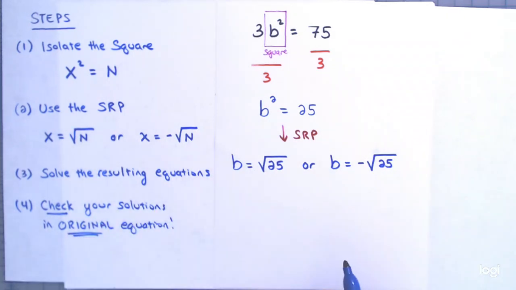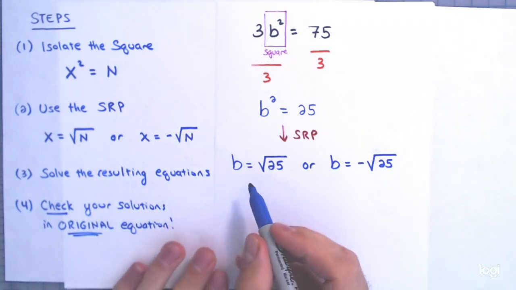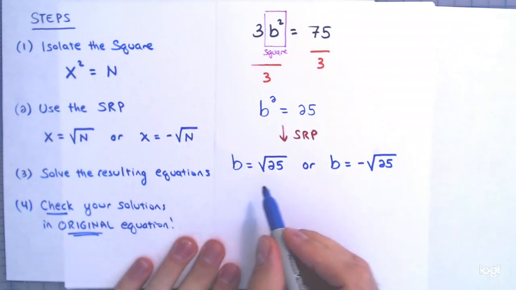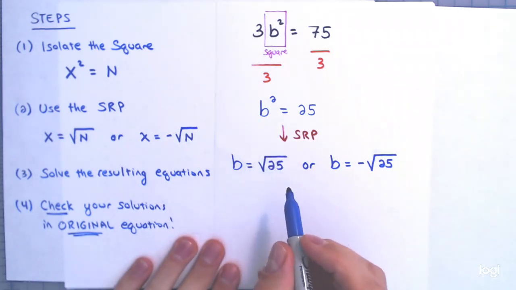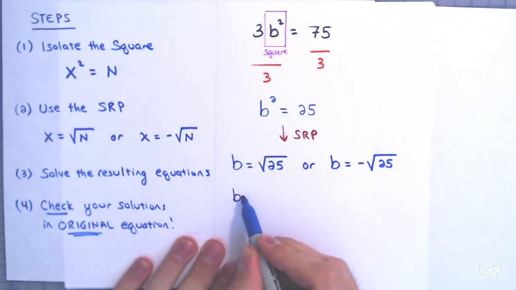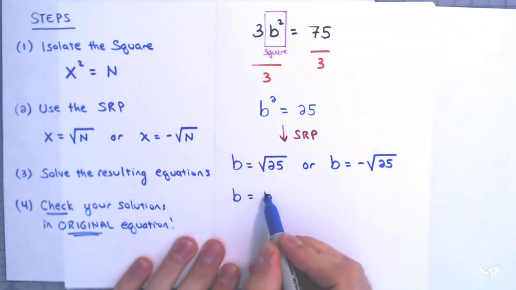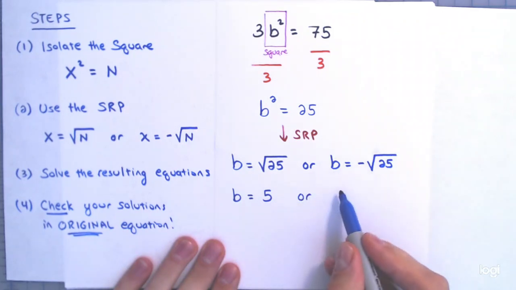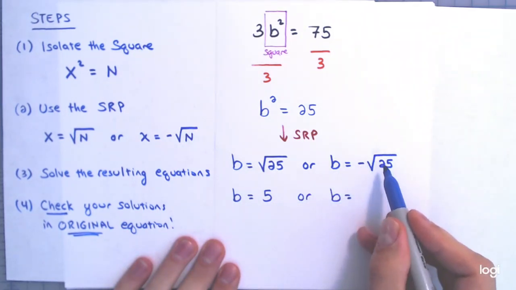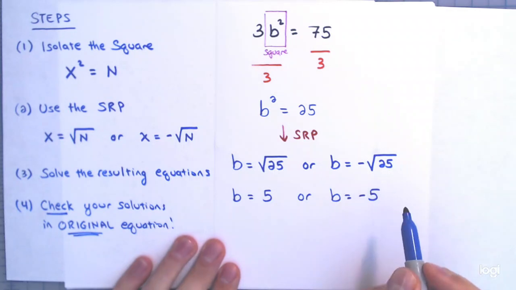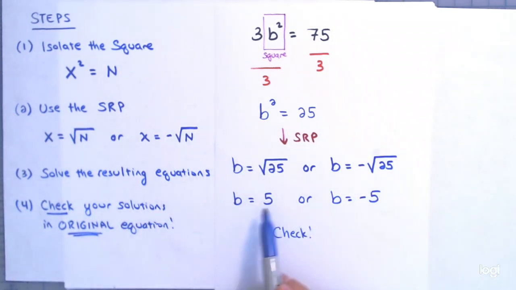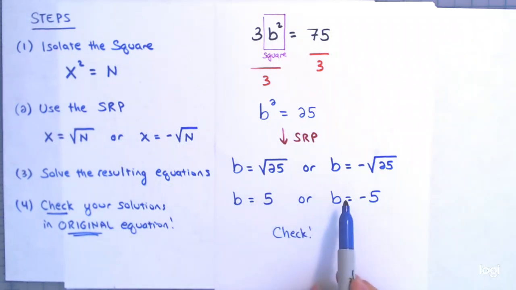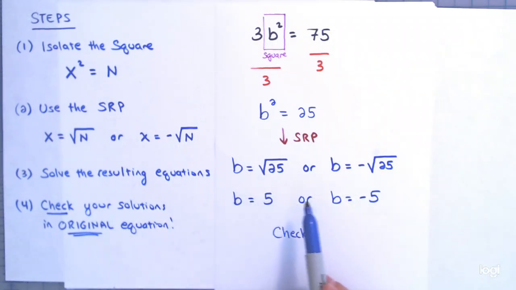All right, and then of course I want to simplify my radicals. The square root of 25 is 5. Remember, whenever you see this radical symbol, you're asked for the non-negative root. So in this equation we have b equals 5, and in this equation we have b equals the opposite of 5, or negative 5. And don't forget to solve the equations. But both of these are already solved for, b is already alone. Don't forget to check them.